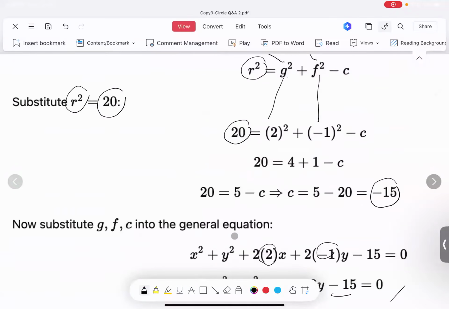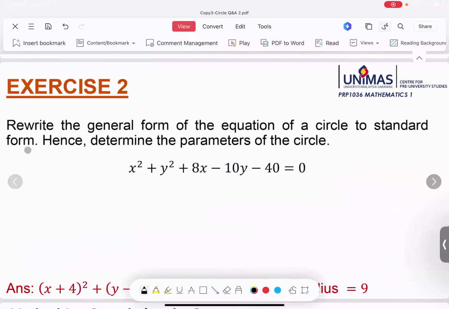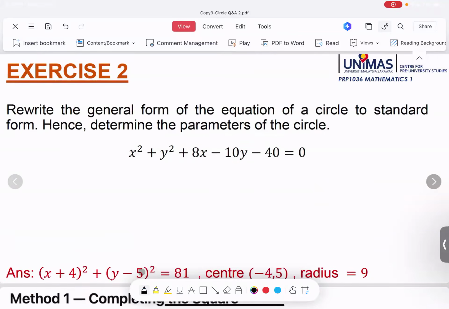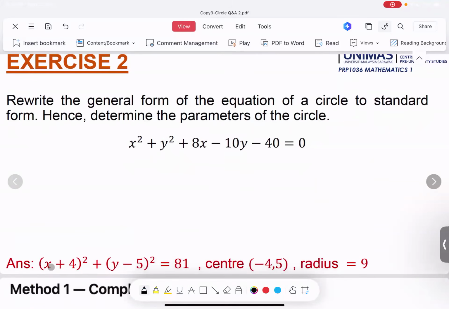Right, so we move on to the next one, exercise number 2. We write the general form of the equation into standard form, hence determine the parameters of the circle. So you're going to write from general to standard. You try this question, and you should get this answer: your equation, your parameters here, where the center is and where the radius is.